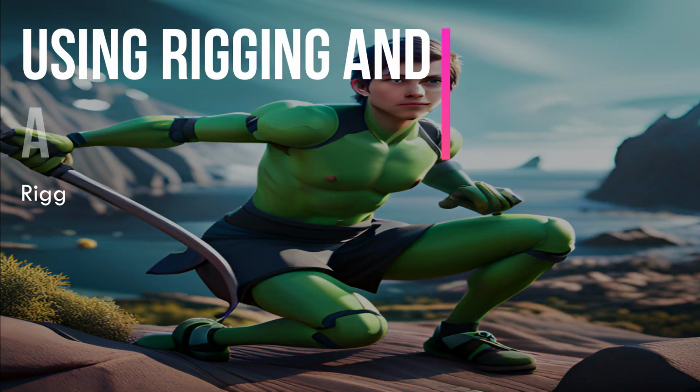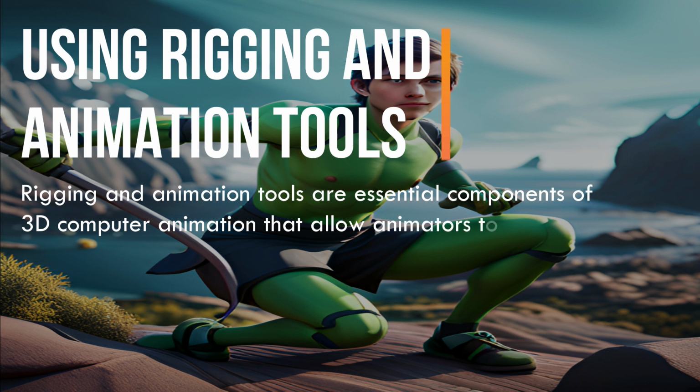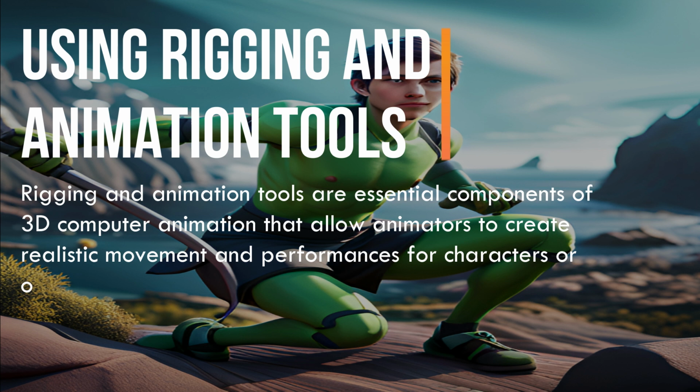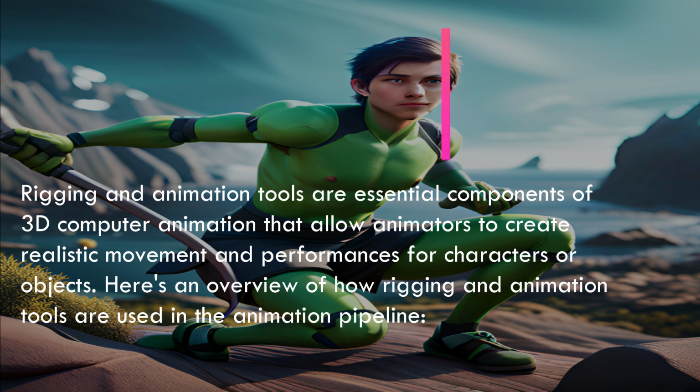Using rigging and animation tools. Rigging and animation tools are essential components of 3D computer animation that allow animators to create realistic movement and performances for characters or objects. Here's an overview of how rigging and animation tools are used in the animation pipeline.